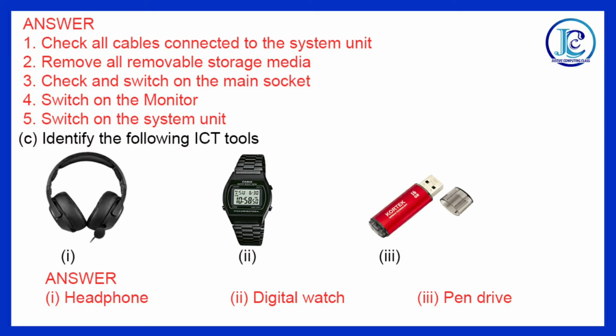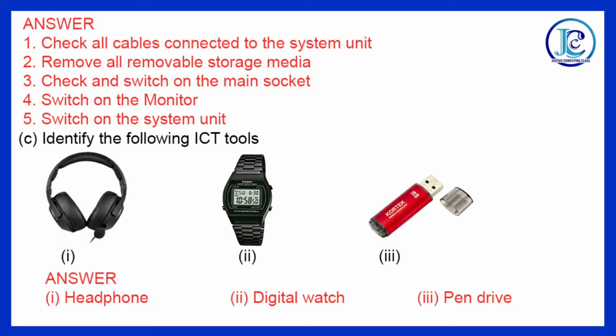Please follow the steps. Check all cables connected to the system unit. Then remove all removable storage devices, so we have to remove pen drive, DVD, CD and all that. You have to remove all of them from the system unit before. Then 3, check and switch on the main socket.